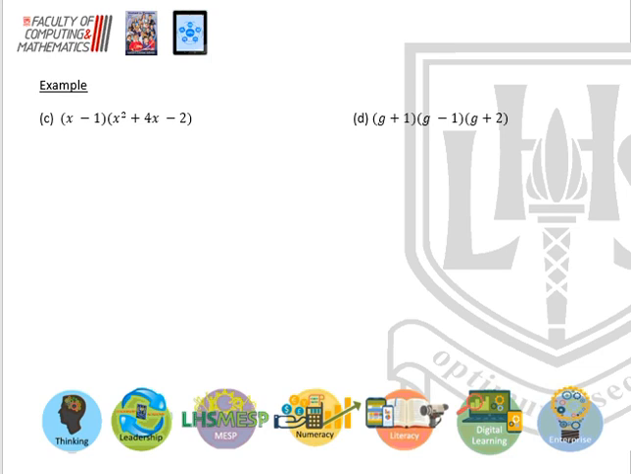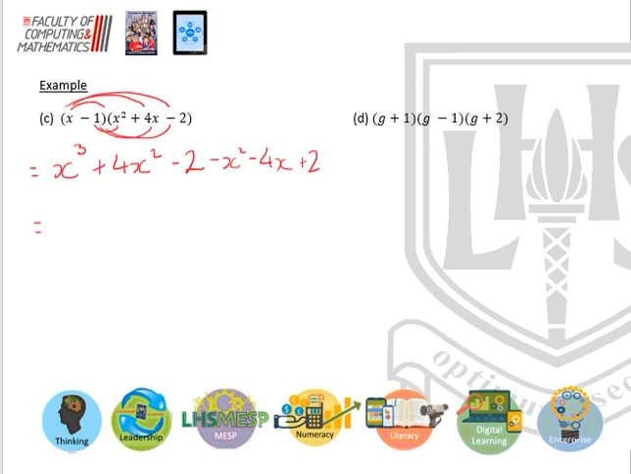Okay, and there's not going to be too much difference here. There's just going to be an extra rainbow, if you like. That x multiplies by everything in that second bracket. So x times x squared is x cubed, or x to the power of 3. x times 4x is 4x squared, and x times negative 2 is negative 2x. Okay, then you've got your negative 1 multiplying the 3 things as well. So negative 1 times x squared is negative x squared. Negative 1 times positive 4x is negative 4x. And negative 1 times negative 2 is a positive 2.